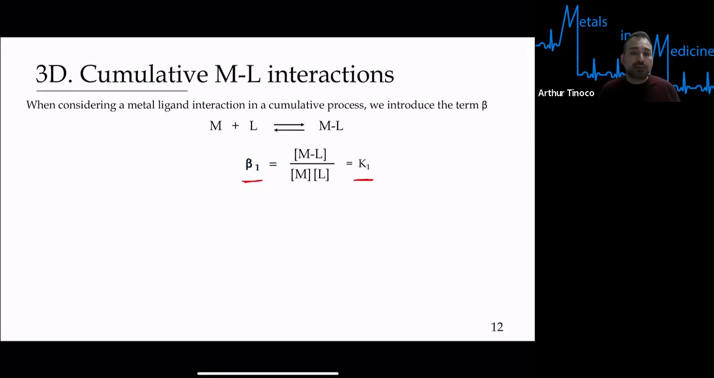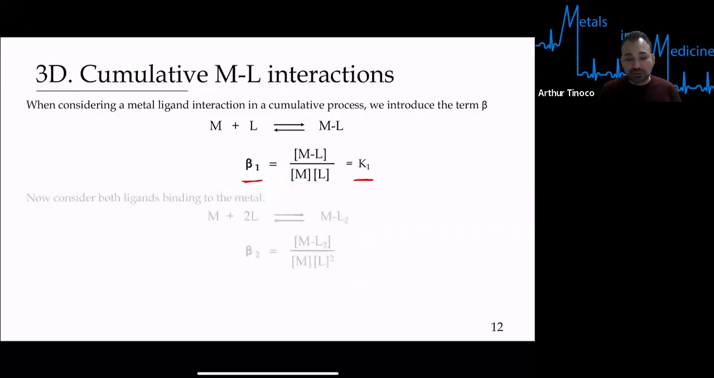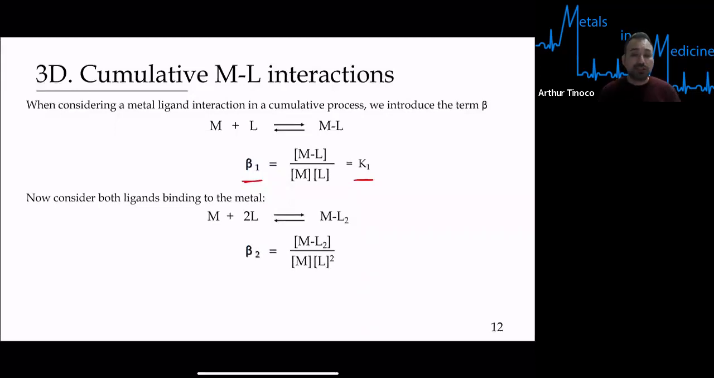And it turns out that there's no other way that you can represent that one ligand and that one metal coming together. It's both a K1 or a beta 1 expression. They actually are equivalent. But once we start to consider the presence of two ligands interacting with the metal center in a cumulative fashion, now the beta expression actually deviates from the K expression. And so let's look at how that is.